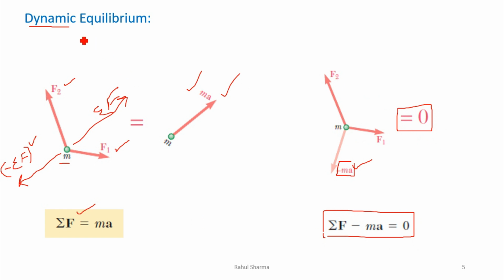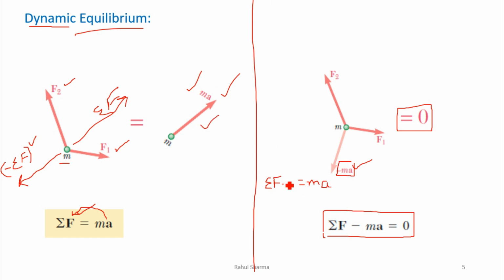Don't think that I am explaining dynamic equilibrium by taking ma in this direction and simply setting it to 0. No, it is not like that. The meaning of dynamic equilibrium is, let's say this is the summation of F, the net resultant force acting due to these two forces, which was equal to ma, mass into acceleration. But if I add an equal and opposite force ma on this side, then it will become 0. So this is the practical meaning of dynamic equilibrium.